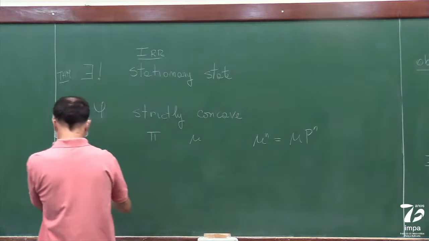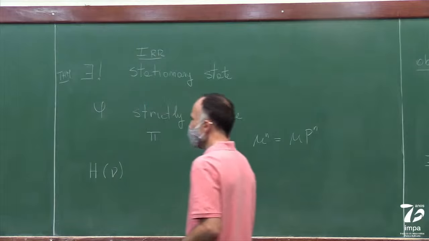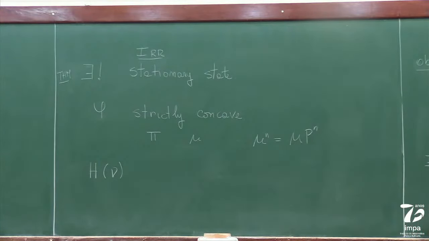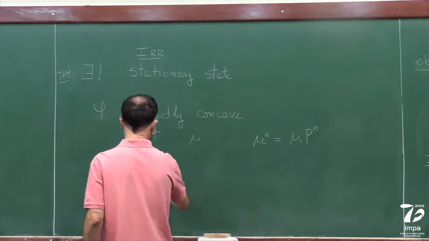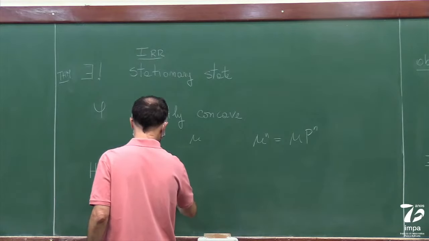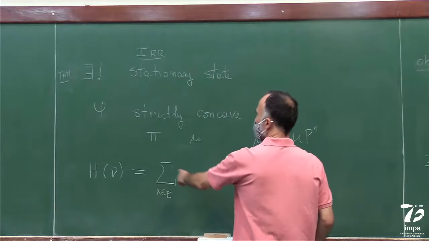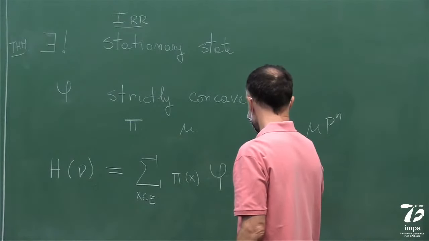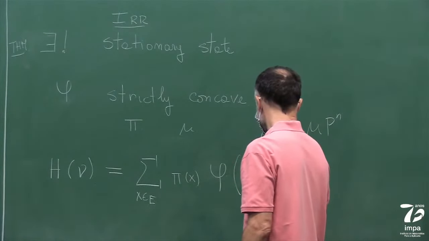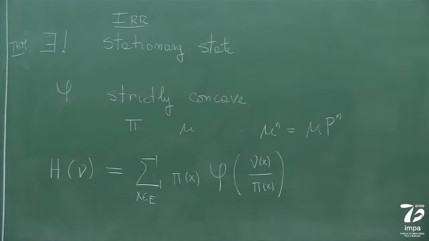And then I define a functional h, which is defined on the probability measures. And this functional is equal to the sum over all points x of pi of x times phi, my strictly concave function, of mu x divided by pi of x. I can divide by pi of x because pi is stationary, and I just proved that pi is really positive. Okay?